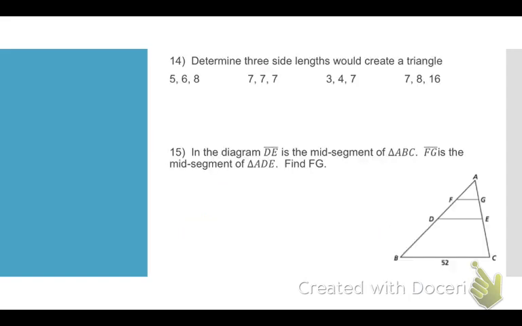Determine if three side lengths would create a triangle. Well, I'm going to look at my two smaller numbers. I'm going to add them together and see if it's greater than the third side. And in the first case, yes, it is. The second case, 7 plus 7 is greater than 7, so that definitely could be a triangle.